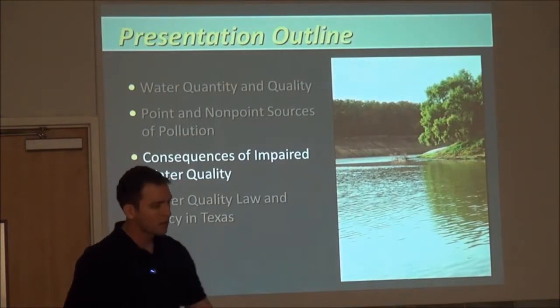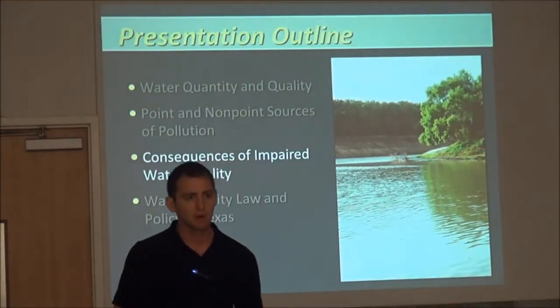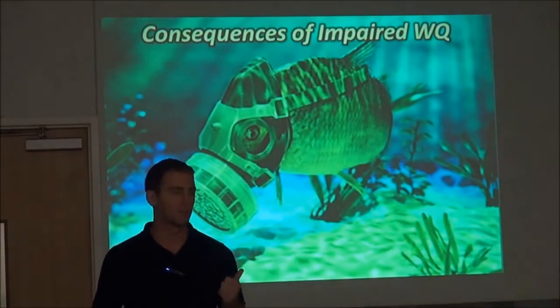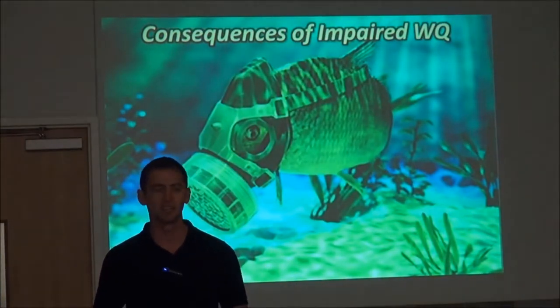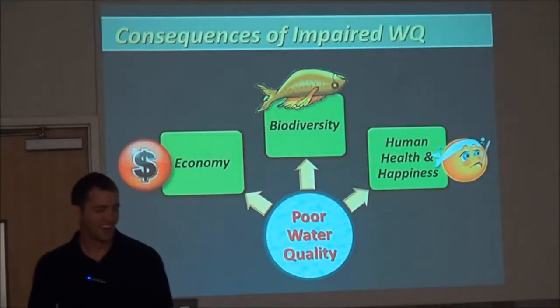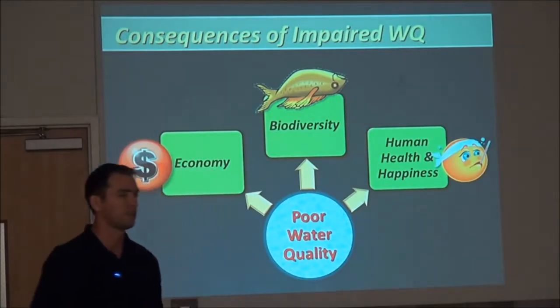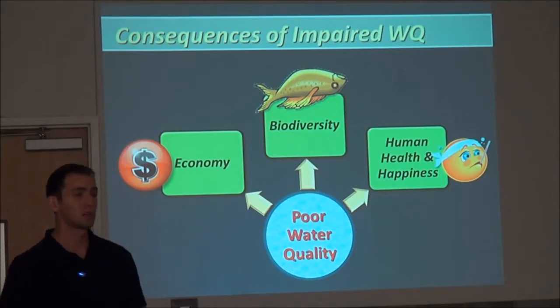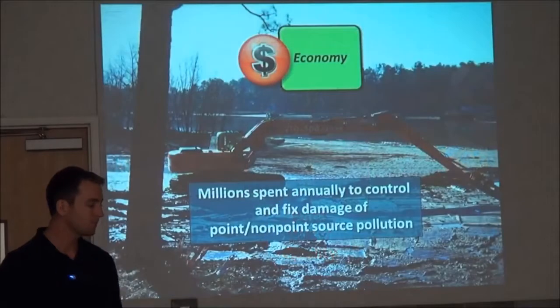So moving on and talking about consequences when we find impaired water bodies or impaired water segments. We took this photo actually just north of Lake Livingston last week. We can really summarize or categorize the impacts of poor water quality in 3 categories. Economic consequences, to biodiversity and the environment, and lastly, most importantly, to human health.